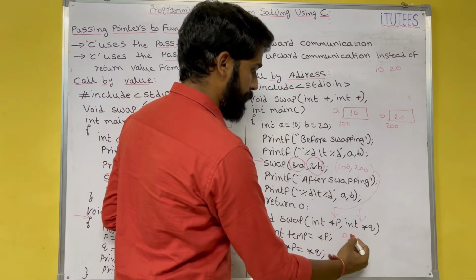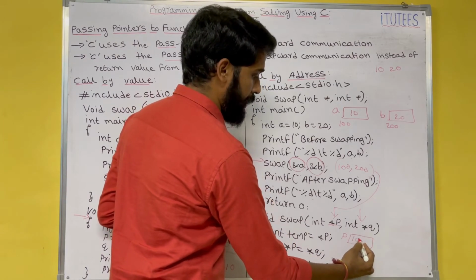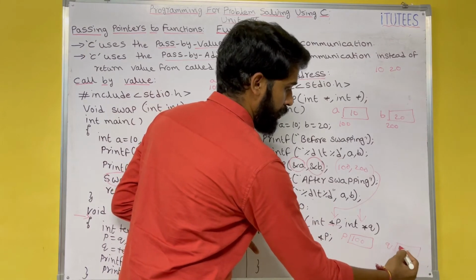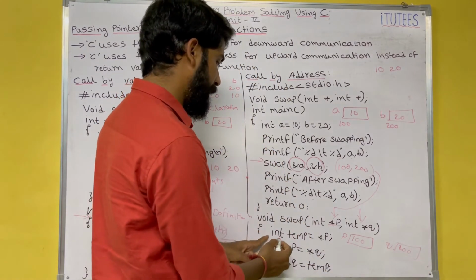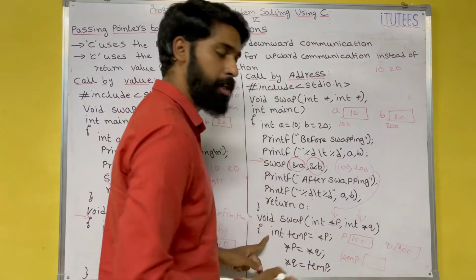Now, what is the P value? P is a pointer here. So in P, 100 is stored. In Q, 200 is stored. Okay. So after that, temp. This is also another variable.